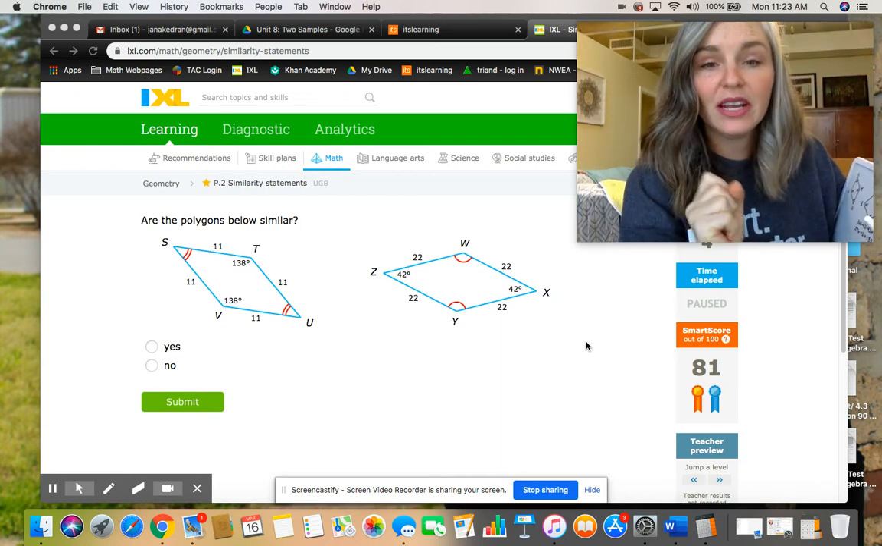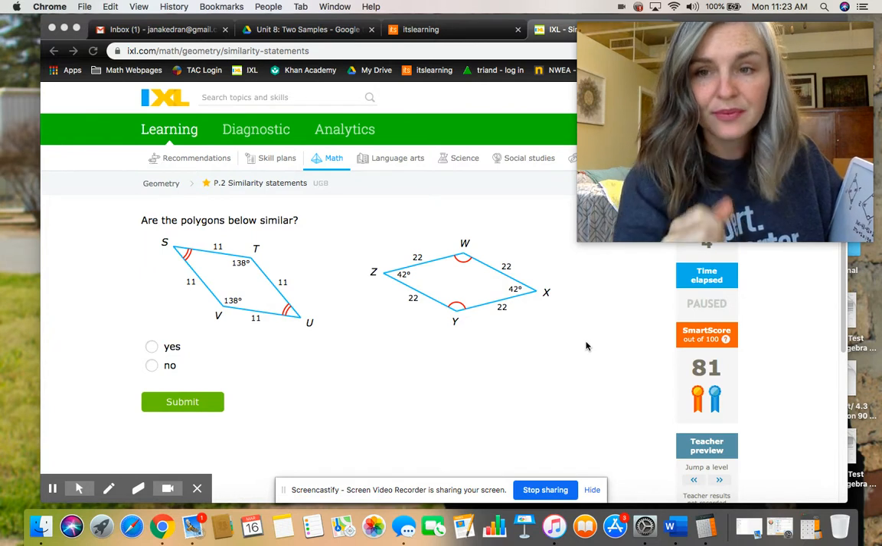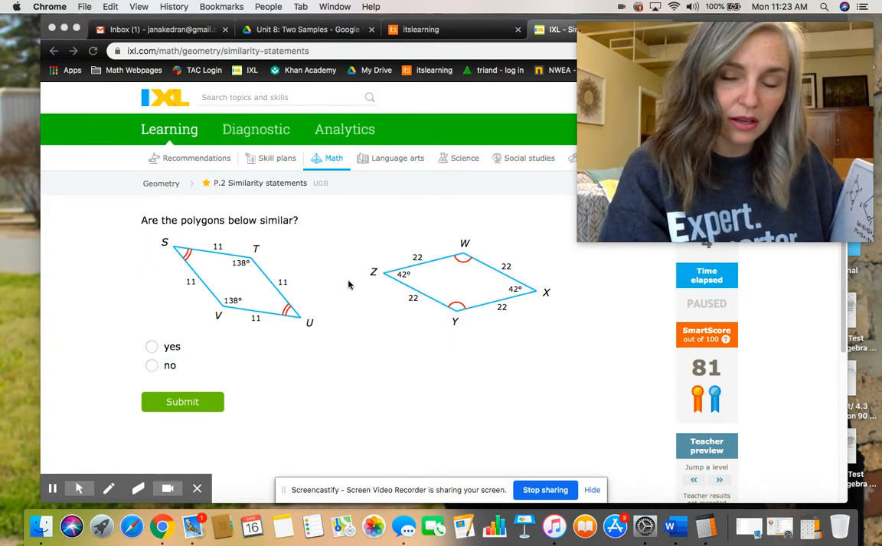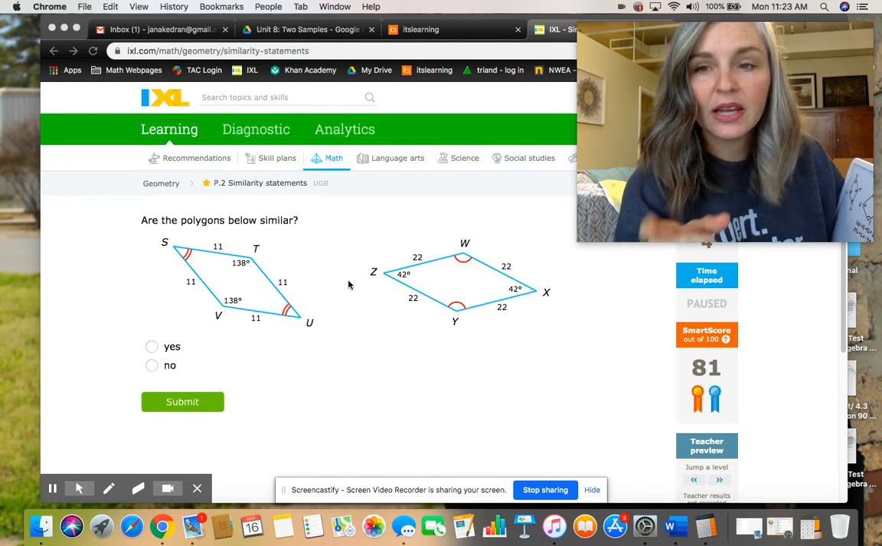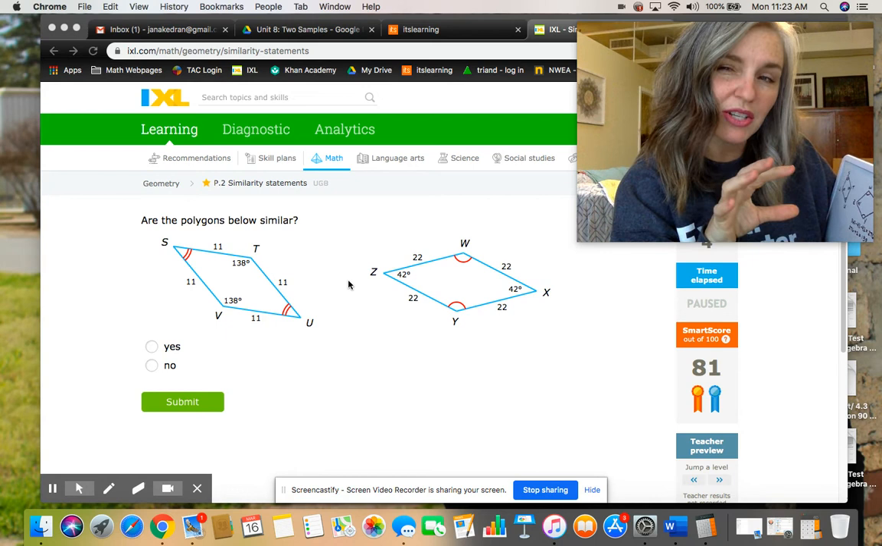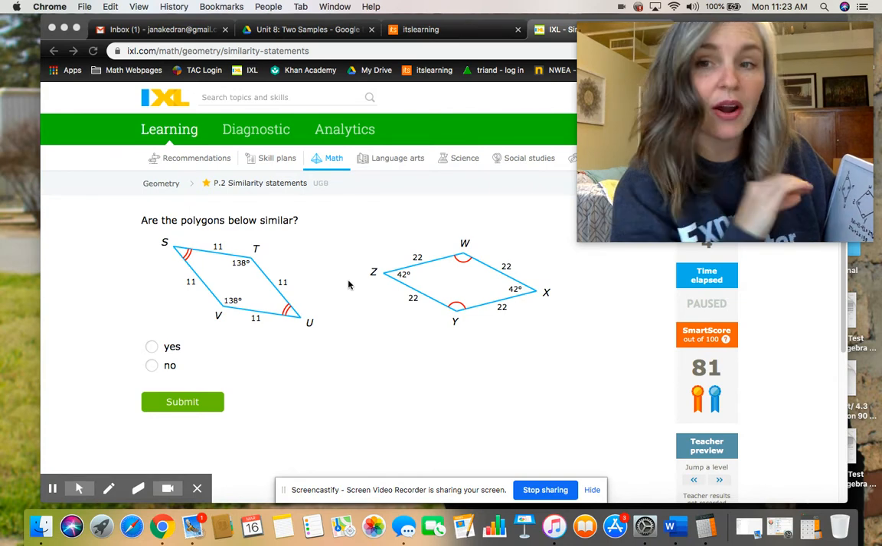Okay, one more video on P2, which is similarity statements. I ended the last video talking about how we decide if two figures are similar. What we have to decide is that all the angles are the same measure, matching angle measures, and then the proportions of the two figures are the same on all sides.